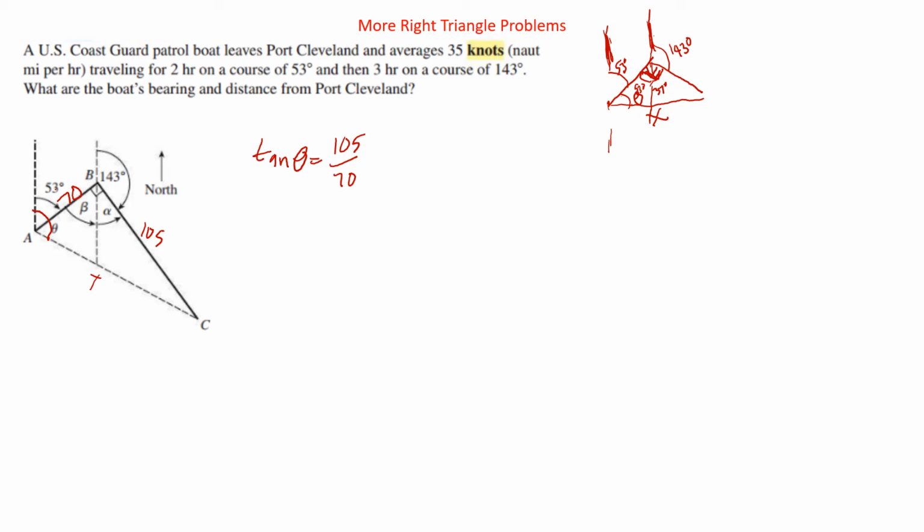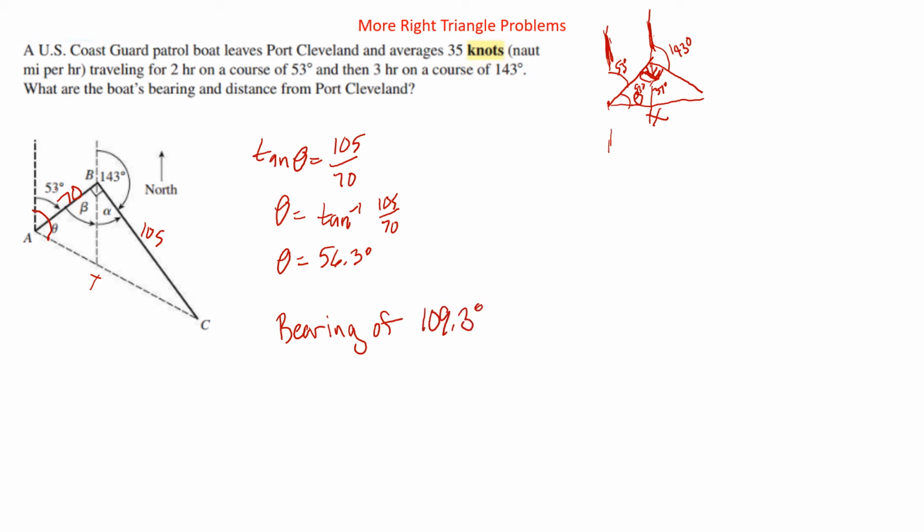Here we have to use inverse tangent. So theta will be inverse tangent of 105 over 70, which gives us the angle is 56.3 degrees. So we can add that to the 53, so we have a bearing of 56.3 plus 53 is 109.3.